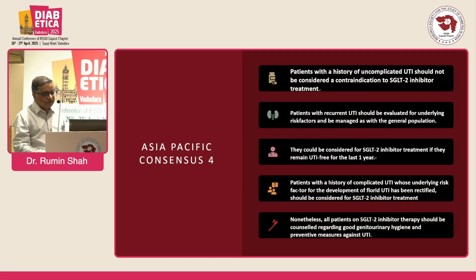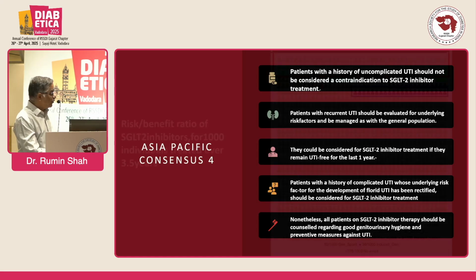The Asia Pacific consensus clearly says that patients with a history of uncomplicated UTI should not be denied the benefits of SGLT2 inhibitors. If the patient has recurrent urinary tract infection, you should look for risk factors, stricture, stone, etc. And if they remain UTI free for 1 year, there is nothing wrong in restarting SGLT2 inhibitor. When there is a complicated urinary tract infection or a fungal UTI, you need to be very, very careful before starting SGLT2 inhibitors. Nonetheless, all patients should be told about the side effects of SGLT2 inhibitors and the possibility of urinary tract infection.